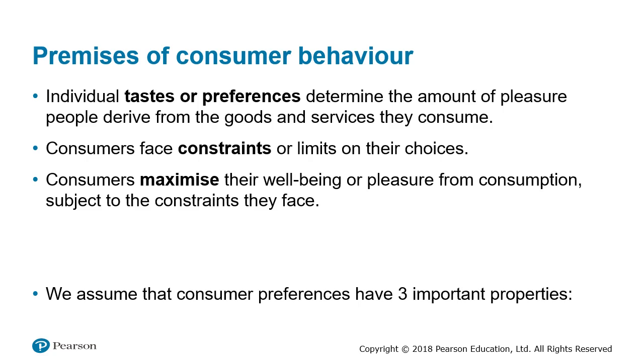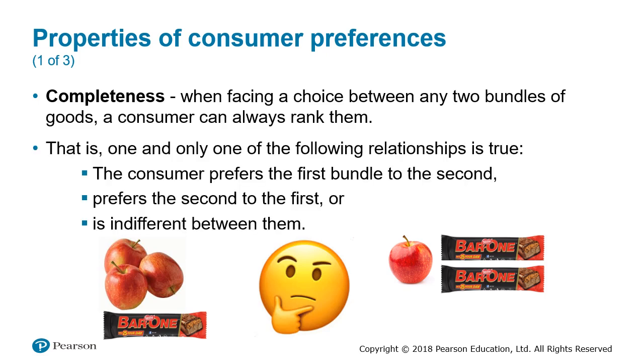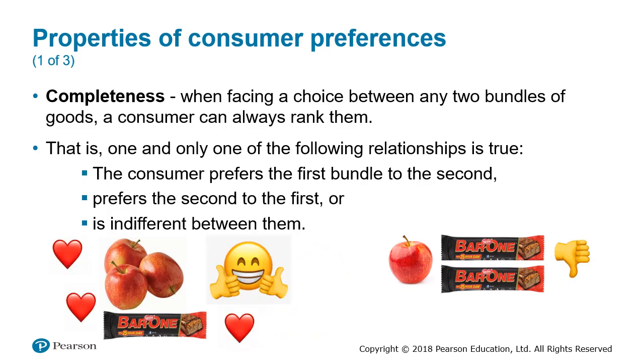We do make three important assumptions about the properties of consumer preferences. The first one is that of completeness, and that simply means that when facing a choice between any two bundles of goods, a consumer can always rank them. So the consumer would always be able to tell you which bundle they prefer, or that they're indifferent between the two bundles. So the consumer may prefer the first bundle to the second, or the second to the first, or regard them as being interchangeable, being equally desirable. In this case, clearly, the first bundle is preferred by this particular consumer.